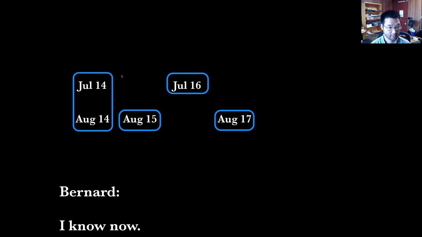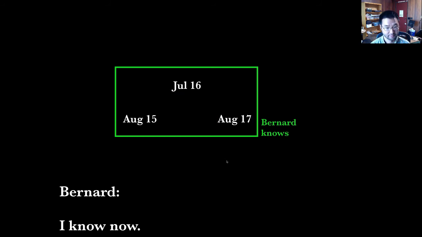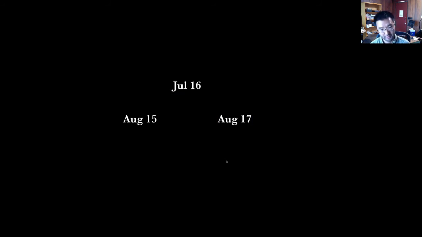Well, remember, Bernard knowing the birthday is simply those dates for which the bubble is just a singleton. It just contains a single date. So that's the event which Bernard knows. In other words, it can't be July 14th or August 14th because then Bernard would not know. So since Bernard knows now, this is what we're left with, and clean up some stuff. Now this is what we have.